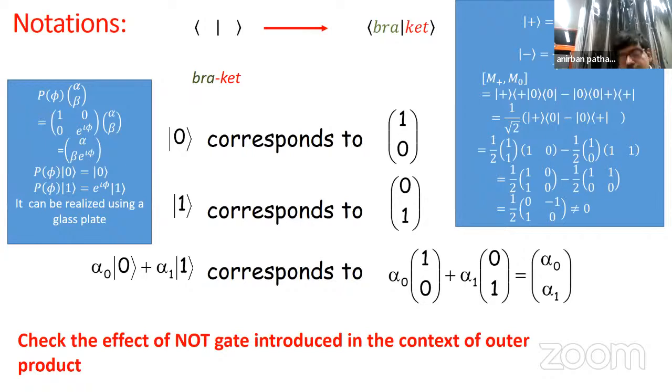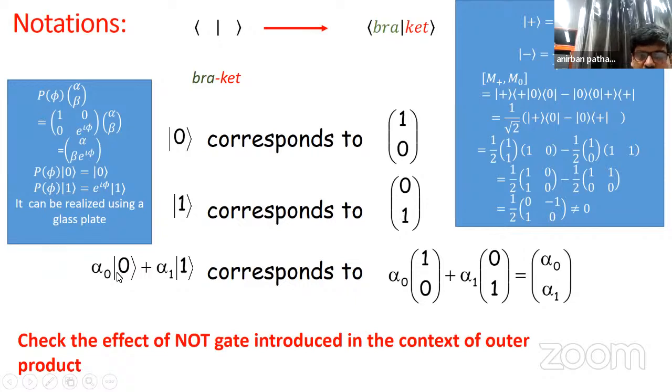So there is a notation. From the first day, I have seen people trying to convince you of this notation. The whole thing is called a bracket. What you can see at the top: the left-hand side is called bra and the right-hand side is called ket. This is Dirac's notation. In this notation, we write ket 0, which corresponds to the matrix (1, 0), and ket 1 corresponds to the matrix (0, 1). This is a convention.